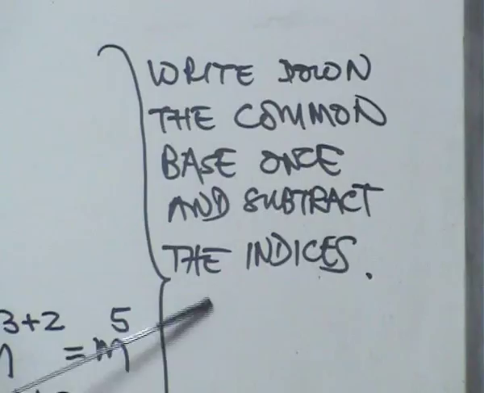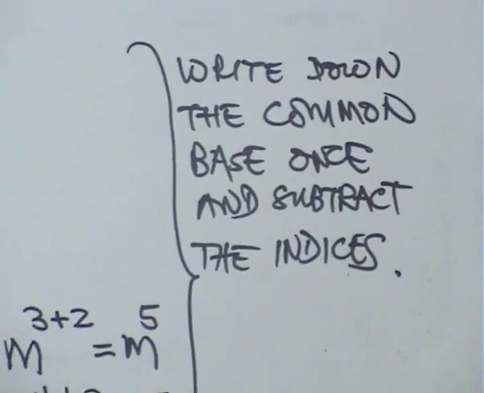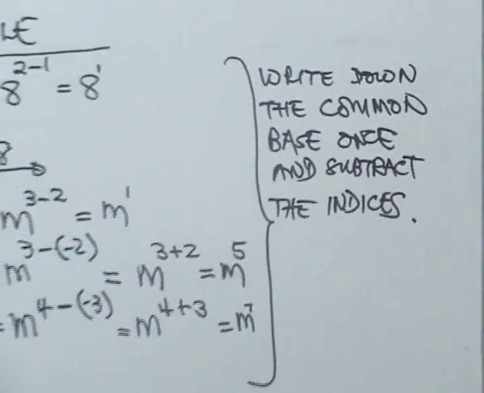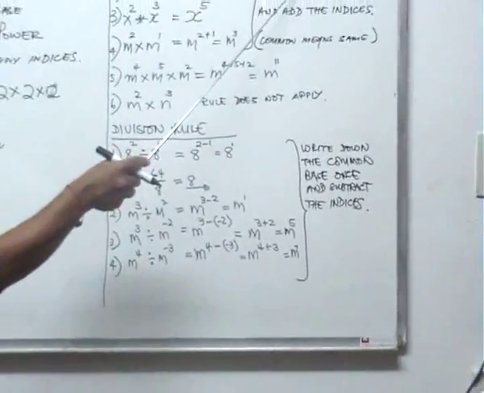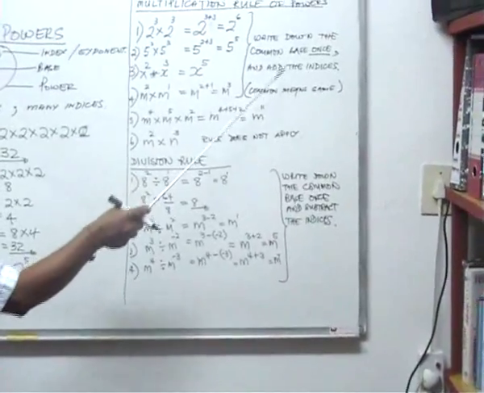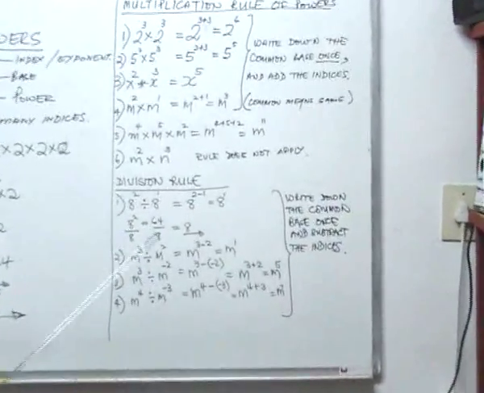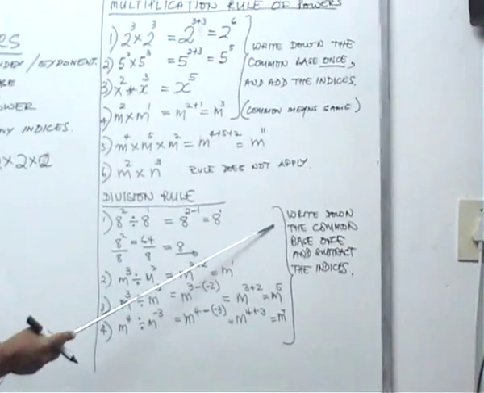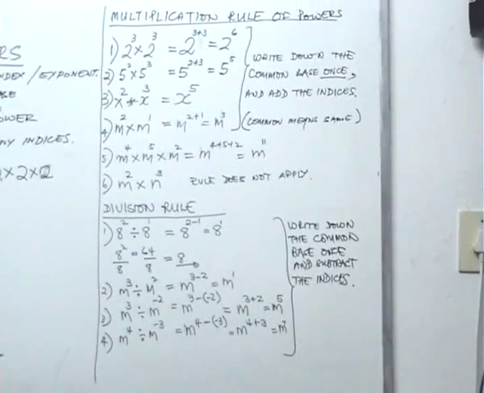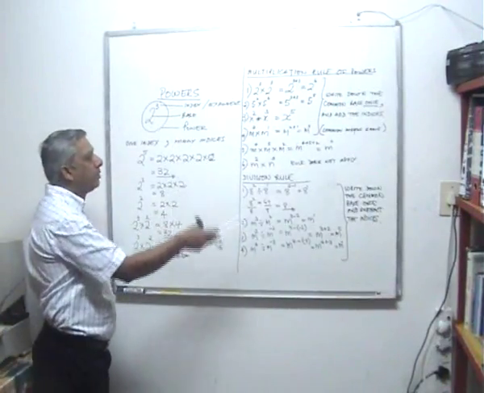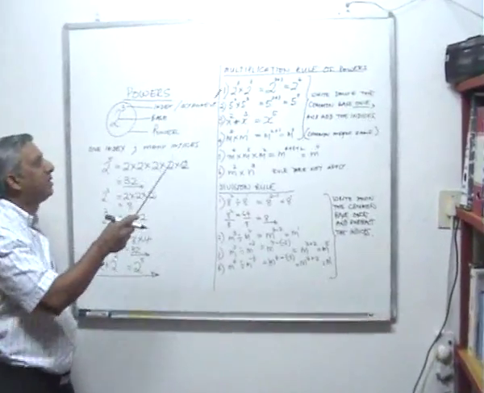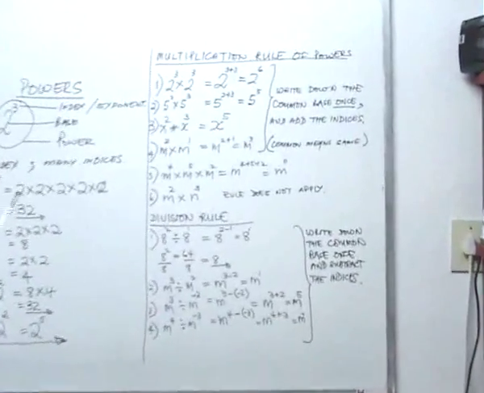First, you've got to learn the rule off like that. Then you learn to apply it in examples. So if I meet you walking down the road and I tell you, hello, how are you, and ask you, what is the multiplication rule of powers? You should immediately say, write down the common base once and add the indices. If I ask you what is the division rule, you should tell me, write down the common base once and subtract the indices. So once we know these two rules, you'll be able to do some multiplication and division in algebra.